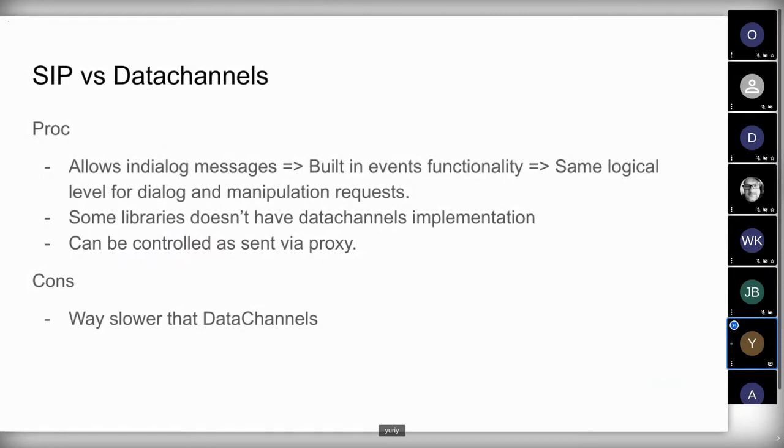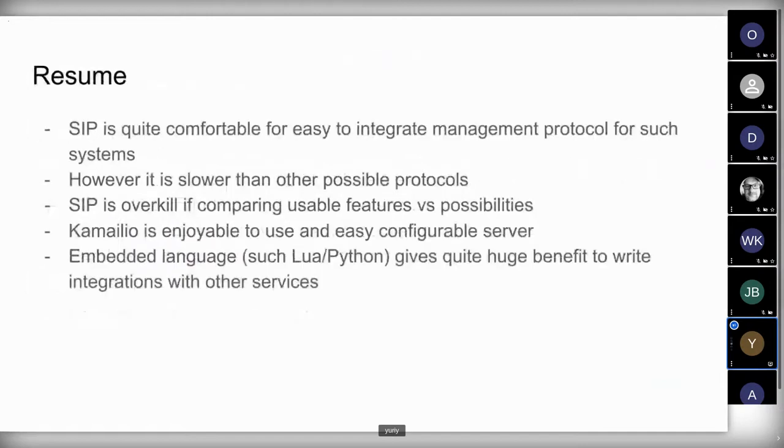And also, SIP can be controlled via proxy. With data channels you can't control via proxy, so raw messages are just sent between participants, so it's already, let's say, real-time data, right? And the cons for sure is that it is way slower than data channels because there's quite a big overhead. And before showing the demo.